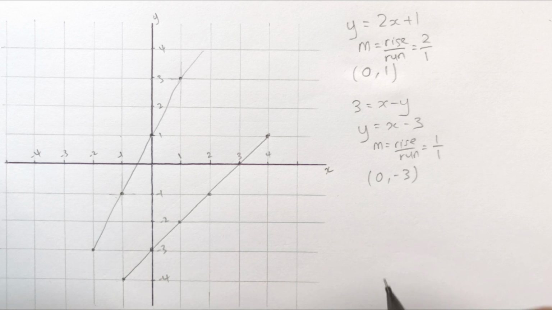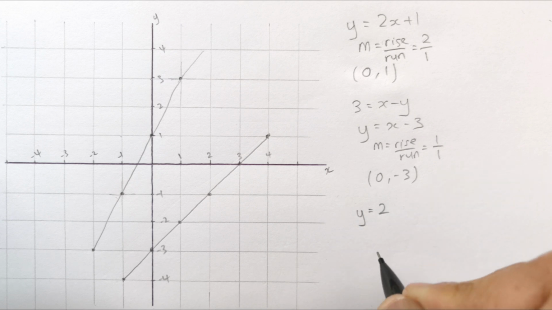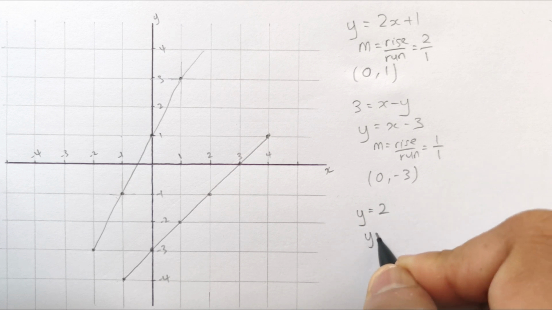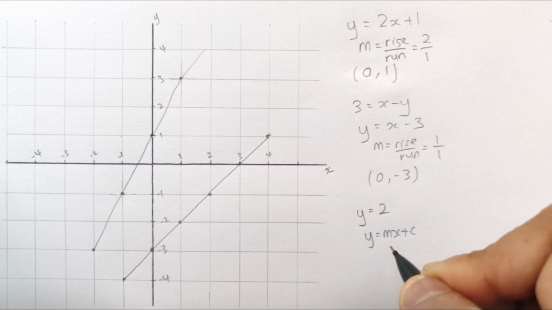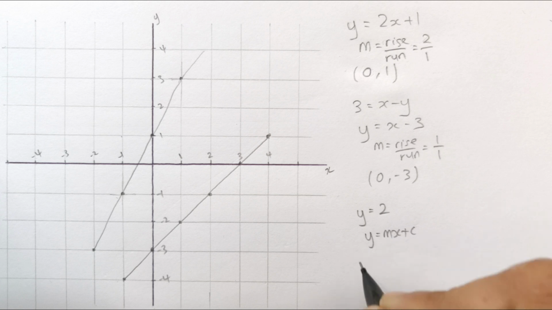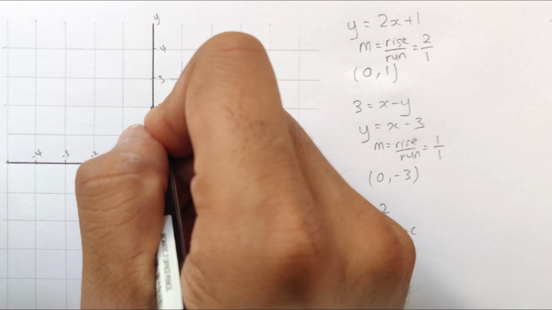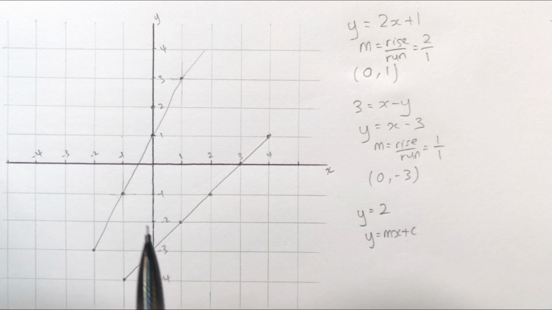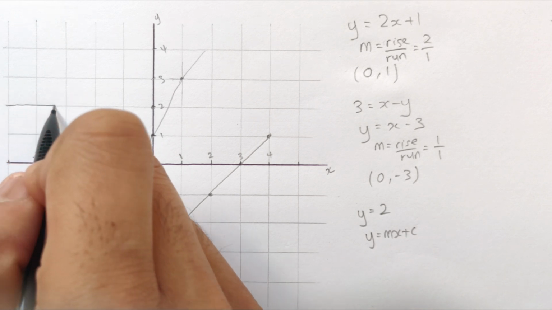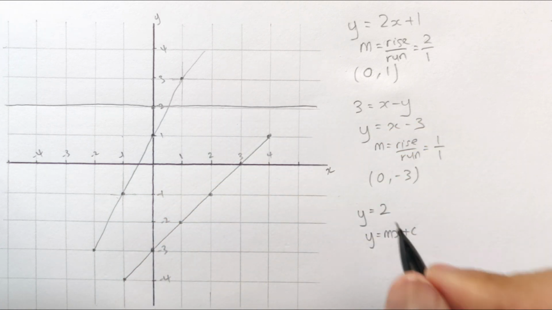Let's look at one more example, y equals 2. We know our linear equations are in the form of y equals mx plus c, but in this case, m is 0. So we're left with just the y-intercept, which is y equals 2. Since there's no slope, we know it's just going to be a straight line going horizontally. So this is the plot for y equals 2.